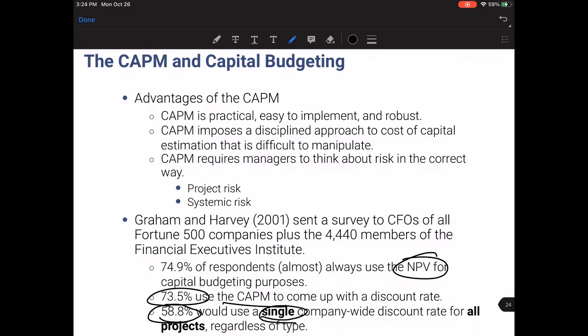So that just means that they're not following the advice of these corporate finance researchers. In fact, what they should do is their best to risk match a project or division to the proper discount rate. So they need to make adjustments to their single company-wide discount rate to reflect the different risk of their division or project.